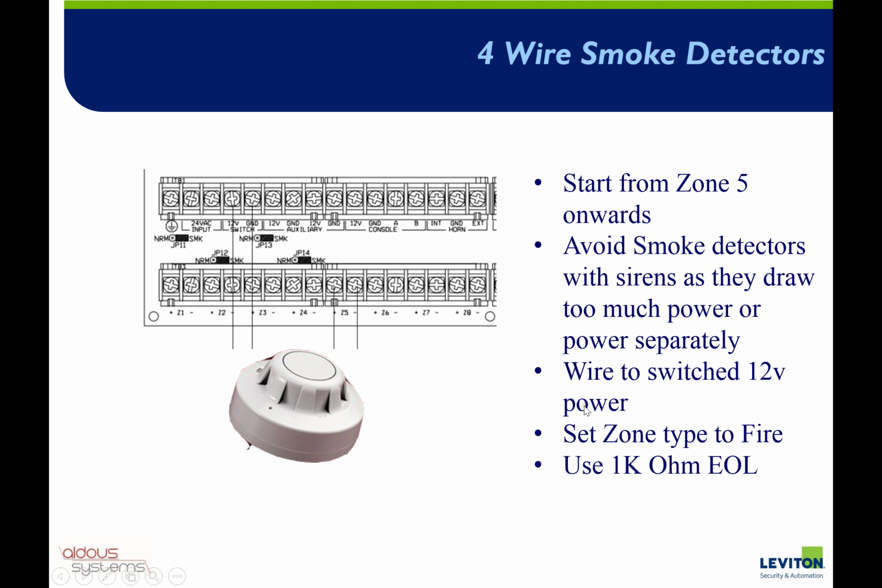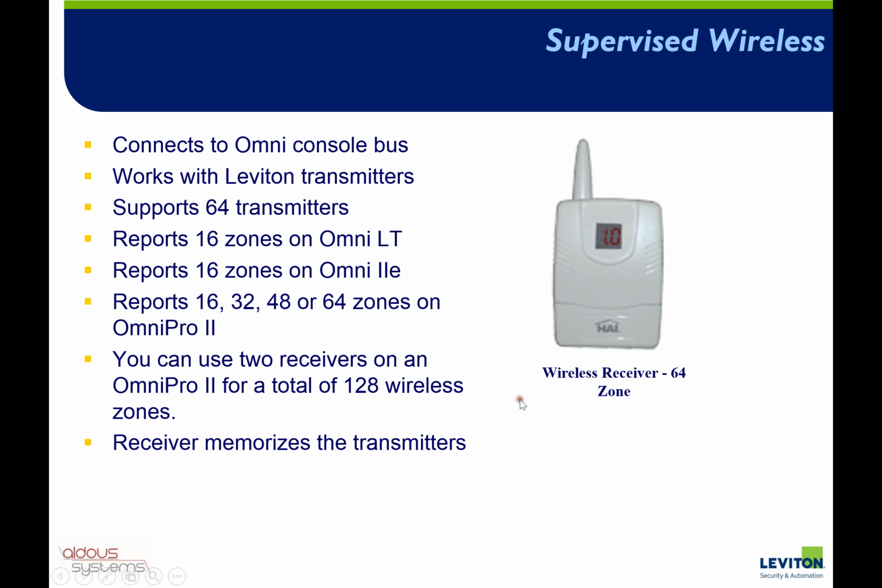We can also handle 2-wire smoke detectors if you really have to use them, but they're just more complicated and unnecessary. So I would say stick to 4-wire smokes and wire them in zone 5 and onwards.